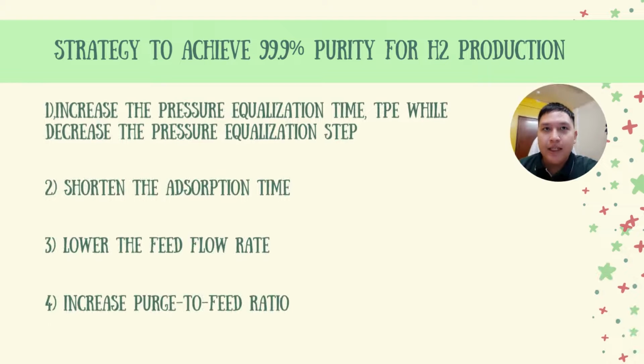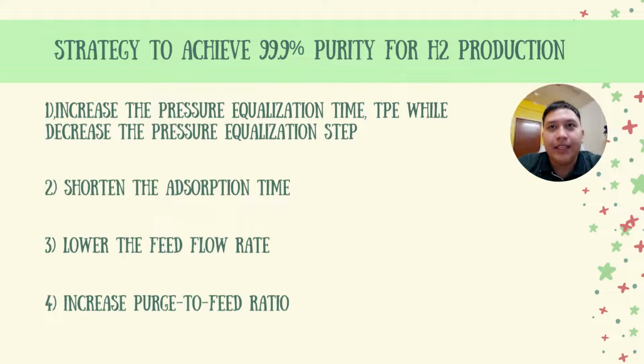The first strategy is to increase the equalization time while decreasing the pressure equalization step. This is because the contaminant in the feed gas must be thoroughly adsorbed before pure H2 can be created through the product end. The second strategy is to shorten the adsorption time. This is because the presence of contaminants increases throughout the adsorption process. CO2 will be entirely trapped in the activated carbon bed in a shorter adsorption time.